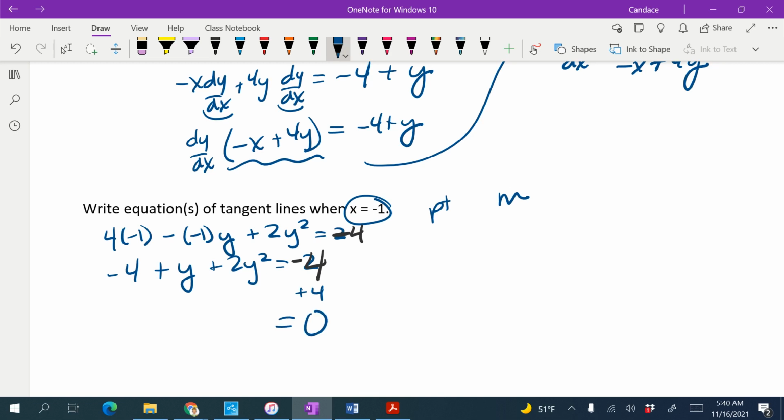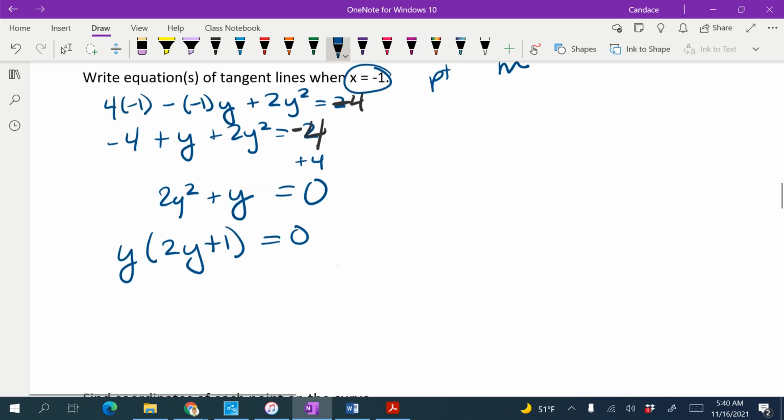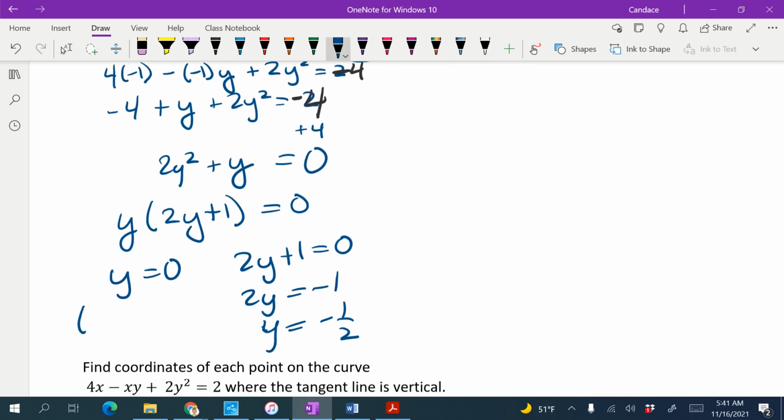So I have 2y squared plus y equals 0. I am going to choose to take out a greatest common factor of y, which would give me 2y plus 1 left behind. So I know that I have y equal to 0 and 2y plus 1 equal to 0 by the zero product property. So we get 2y equals negative 1 and y equals negative 1/2. So I technically have two equations of tangent lines. One of them is going to be at the point negative 1, 0. And one of them is going to be at the point negative 1, negative 1/2.